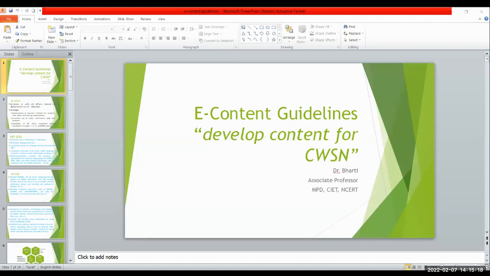Okay, so I enjoy communicating with the participants, so I'll not give the theoretical perspective because this slide is from the CWSN e-content guidelines, which is available on the NCERT and CIET websites, as well as the MOE's website. So they can gather the theory from reading the guidelines. As I was mentioning, first identity, difficult geographical terrain. Second identity, socio-cultural. Third is children coming from difficult economic backgrounds. This may include street children, and children who are orphaned as well. And fourth is children belonging to minorities.